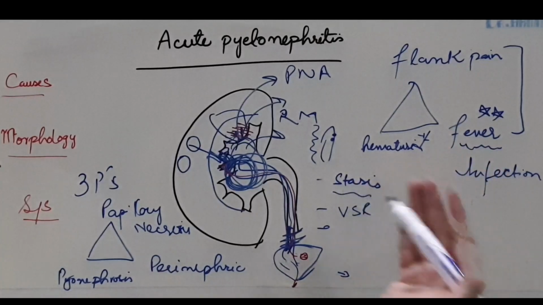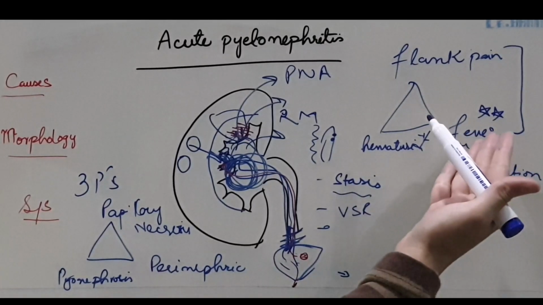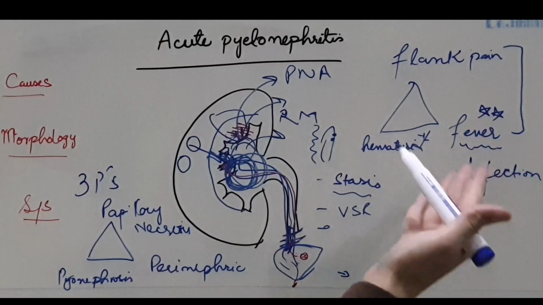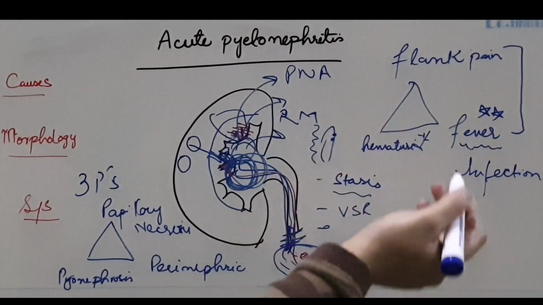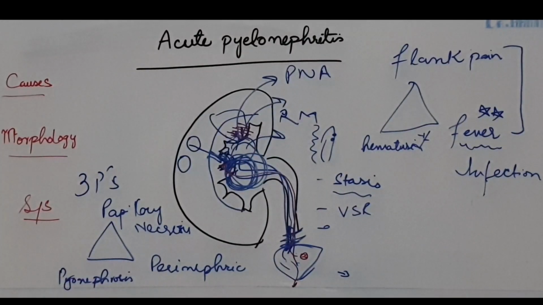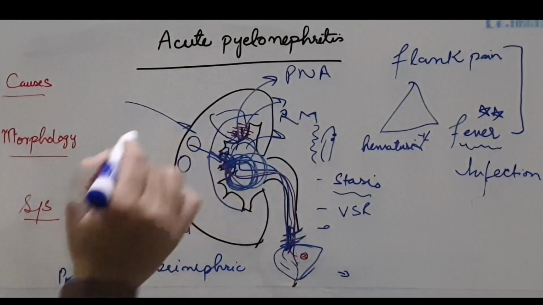Fever is the main component in the history of a patient that has repeated urinary tract infections. When he develops fever and flank pain, you should suspect acute pyelonephritis. Now you took a renal biopsy, and in the biopsy, what did you see?